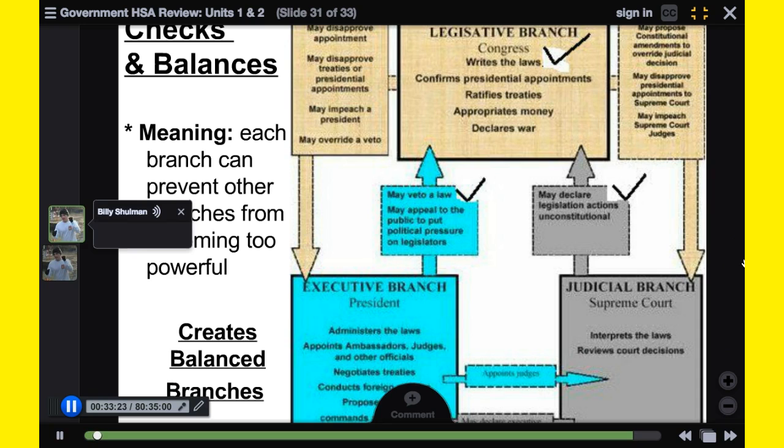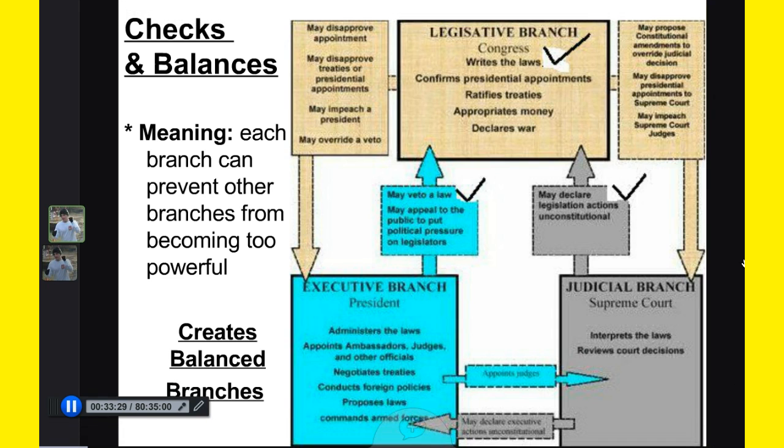Checks and balances is one of the most important principles of the United States government, as well as state and local governments. The idea here is that we have three branches, the legislative, executive, and judicial. We talked about that under the separation of powers. However, what makes our government very unique is that each of these branches has power over the other branch.